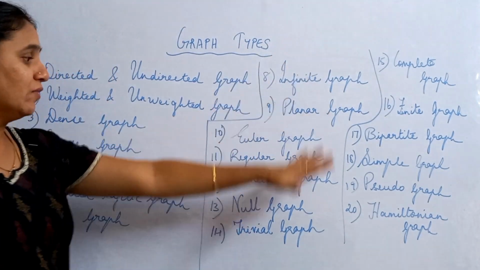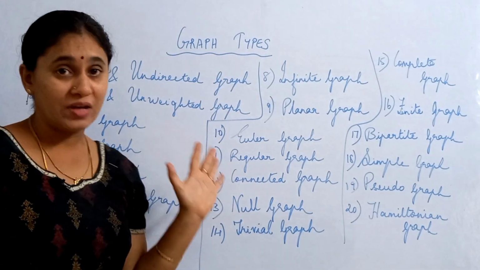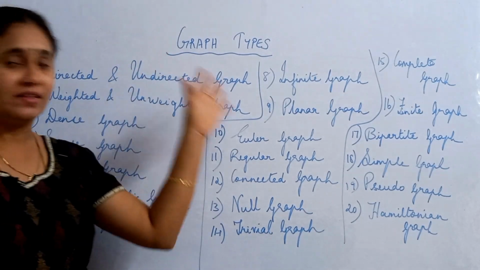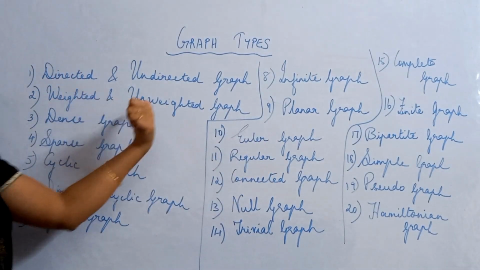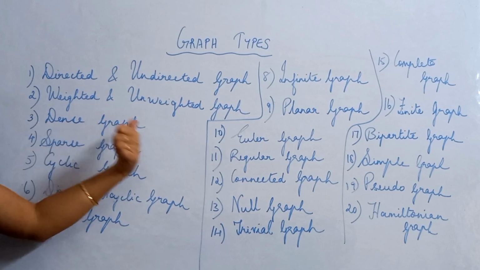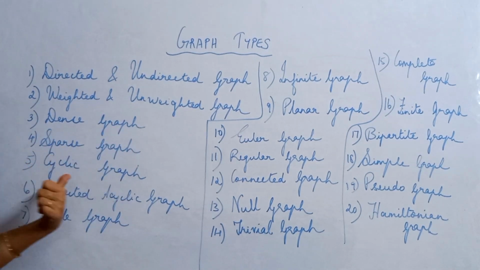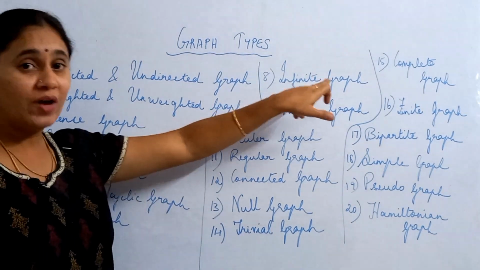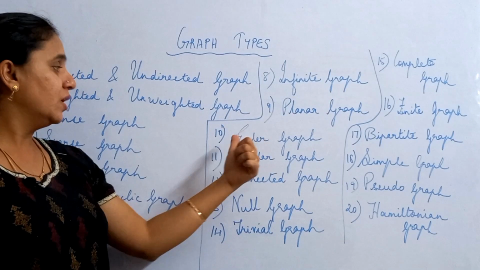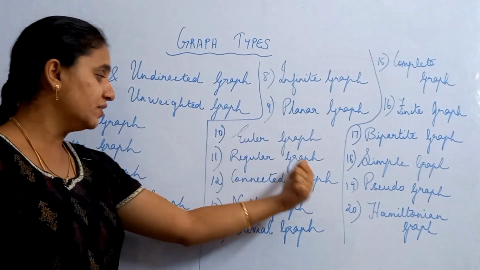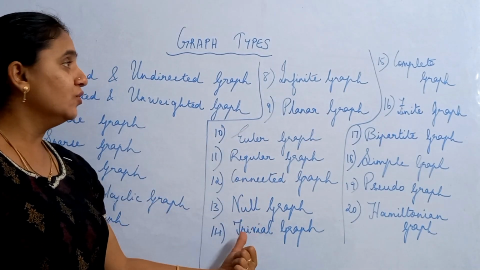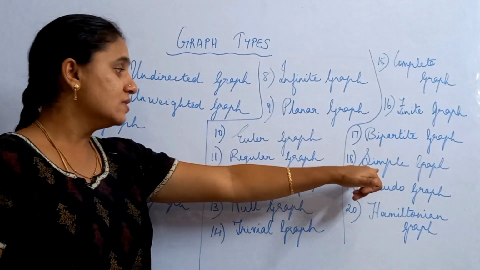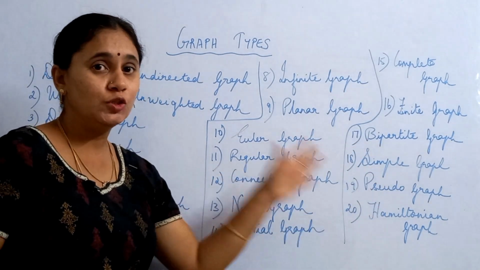So friends, I have displayed here the different types of graphs that are present. The first graph is directed and undirected graph, and the second one is weighted and unweighted graph, and dense graph, sparse graph, cyclic graph, directed acyclic graph, cycle graph, infinite graph, planar graph, Euler graph, regular graph, connected, null, trivial, complete, finite, bipartite, simple, pseudo and Hamiltonian graphs.